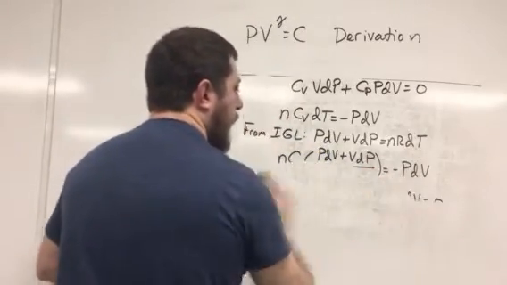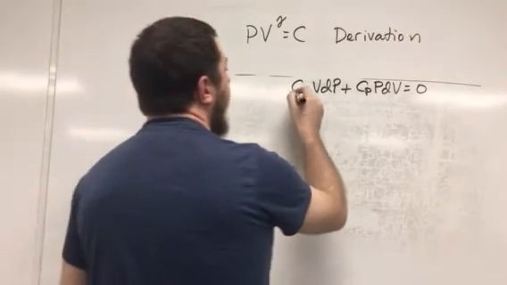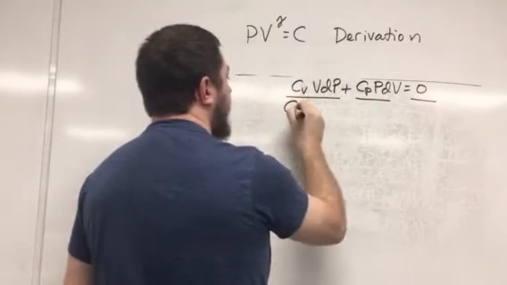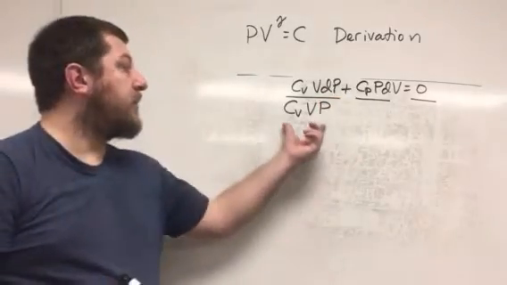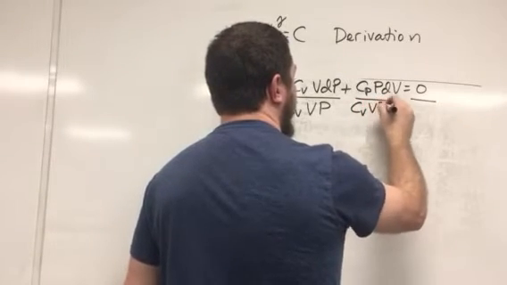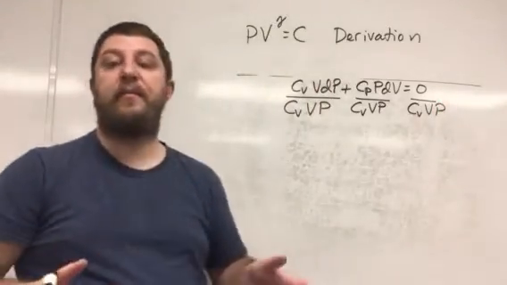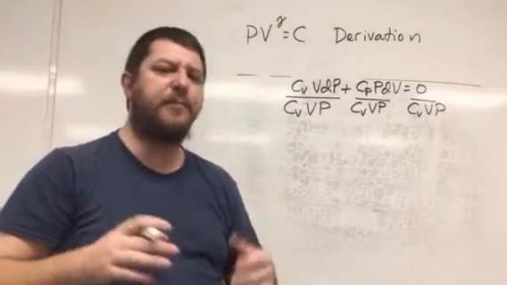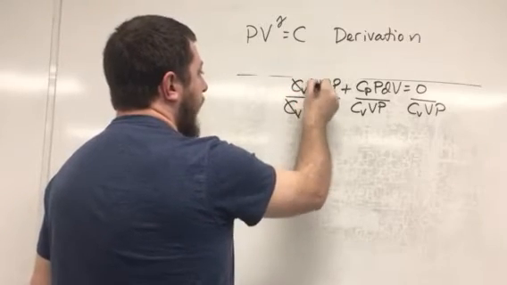And now what I'm going to do is divide everything through by CV VP. If I divide both sides through, then I'm free to do so. And of course, on the right-hand side, 0 divided by that is going to stay 0. And that's pretty advantageous. So my CVs are going to cancel out, as are my V's here.